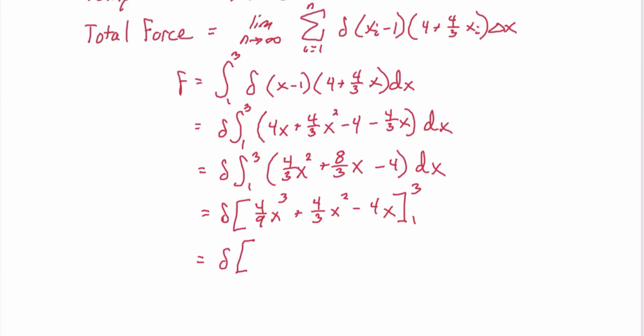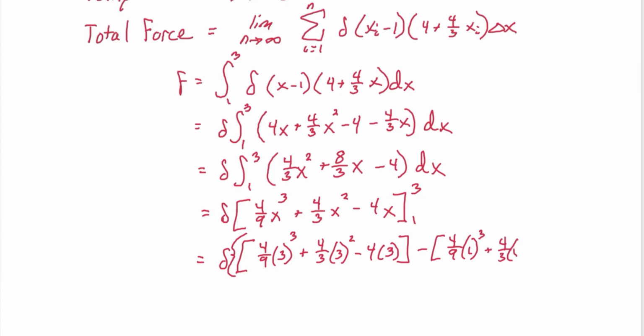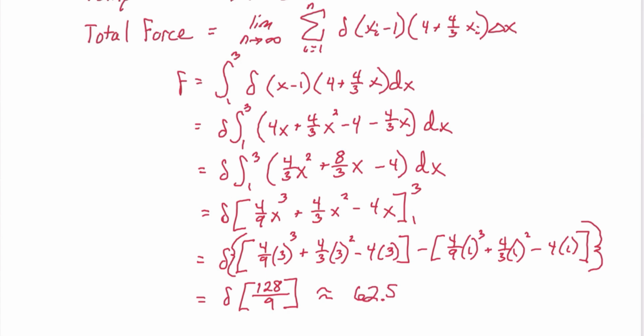Now plugging in those limits of integration: 4/9 times 3 cubed plus 4/3 times 3 squared minus 4 times 3, minus, plug in the lower limit, 4/9 times 1 cubed plus 4/3 times 1 squared minus 4 times 1. We'll now have delta times, I'll let you verify this in a calculator, 128 divided by 9. And again, delta is the weight density of water, which is roughly 62.5. We'll multiply that times 128 divided by 9, and we get roughly 889 pounds.